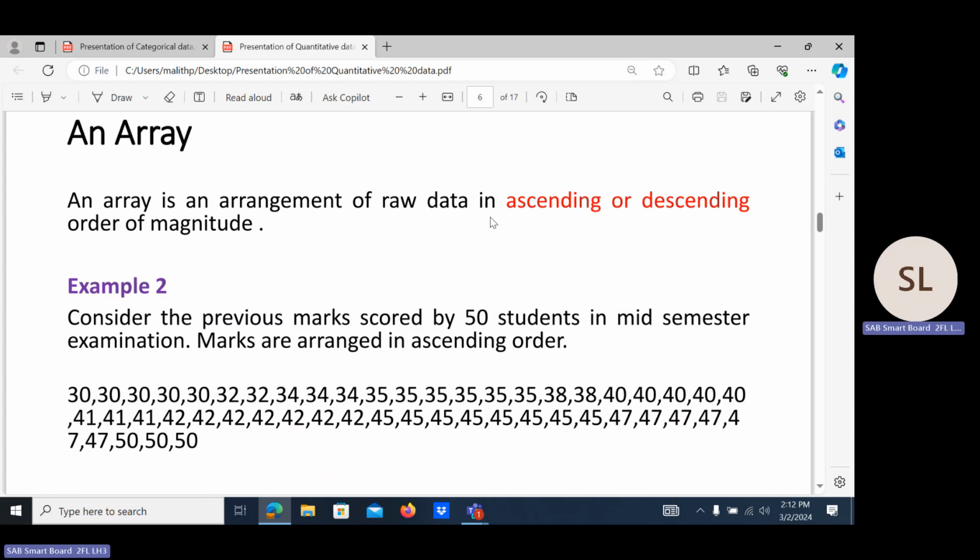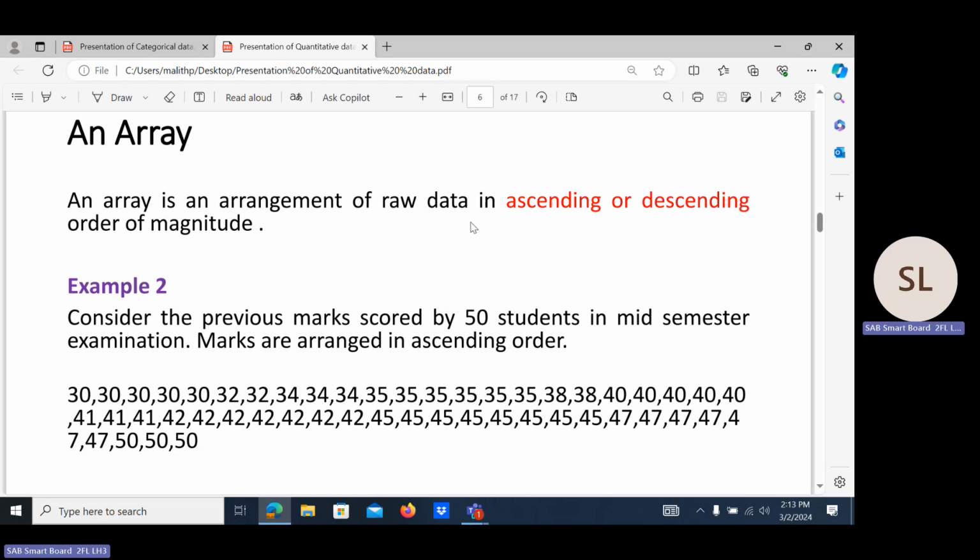Then the other one is an array. Now you know raw data. When we need to do a study, first we identify what kind of data we need. Based on that, we use a method to collect the data. Then we have the raw data. Then we arrange those raw data in a systematic way, in ascending or descending order. We call that what? Array. Ascending means what?